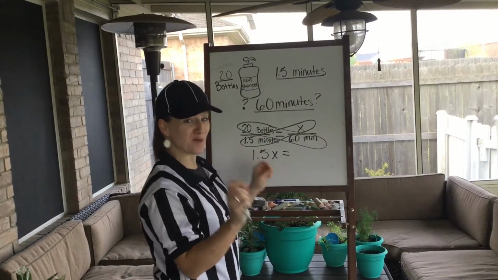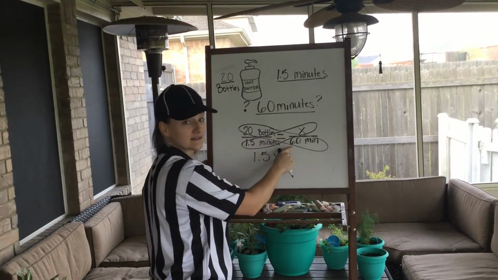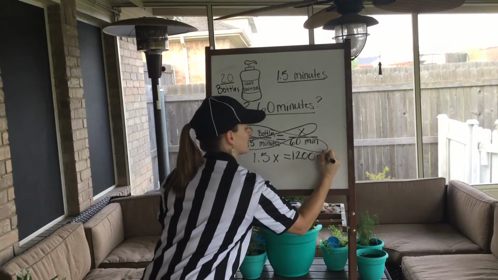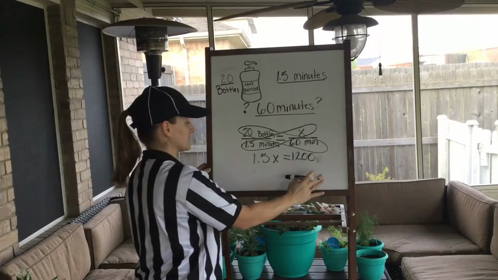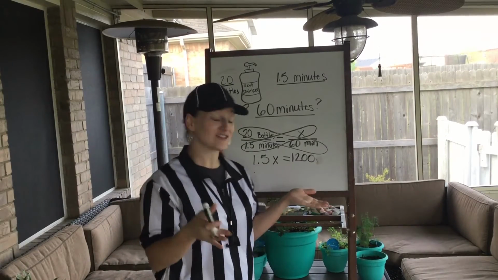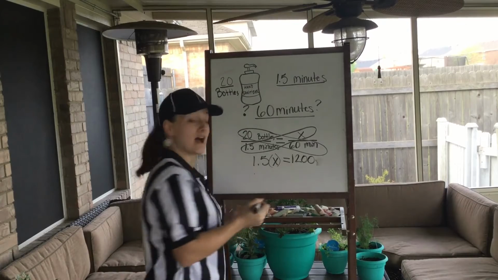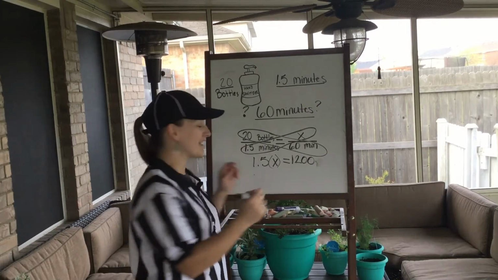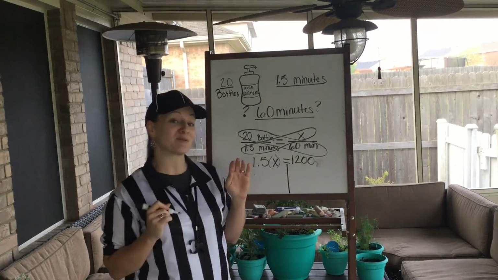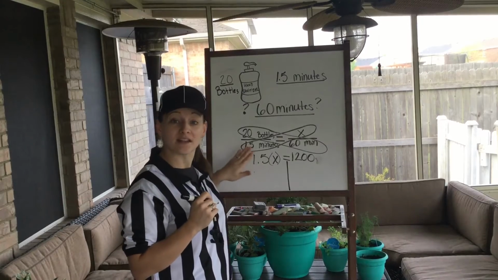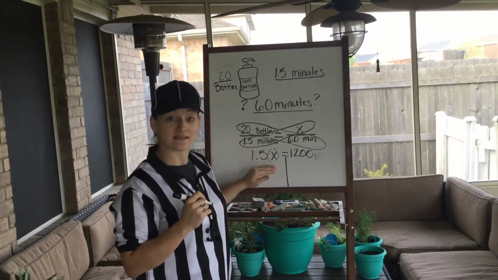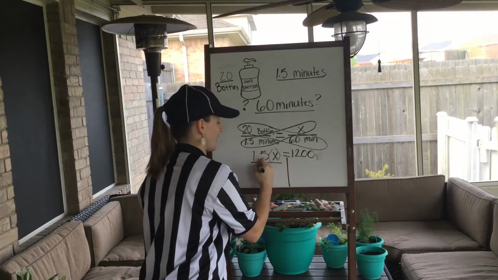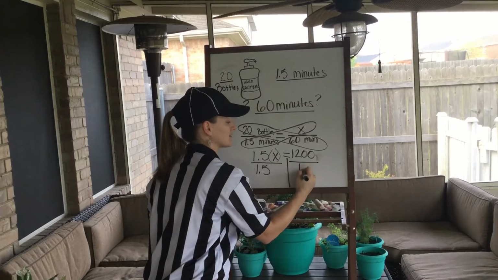Now, nice little cool trick about multiplying with zeros. 2 times 6 is 12, and then we bring these 2 zeros back. So we have 1,200. So this is just like I taught the other day. We have 1.5 times X equals 1,200. So we now have 2 sides of an equation. Remember from the other day, we draw a line to separate the sides, and then we have to do the opposite operation to get X by itself. So if this is 1.5 times X, we're going to go ahead and divide by 1.5 on both sides.